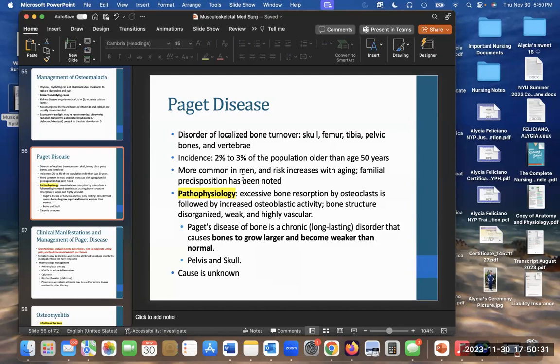But the osteoblasts are trying to make up for it in this disease. So what happens is that the bones are breaking down and the osteoblasts are trying to compensate and increase. But in return, we're getting really weird bone structures. So the bones are going to grow larger and become weaker. So that's the problem. It's like the body's trying to compensate, but it's not really working. You typically see this in the pelvis and the skull area, but we don't really know why they get it. Regardless, it's a bone deformity, right? So something's going on with the bones.